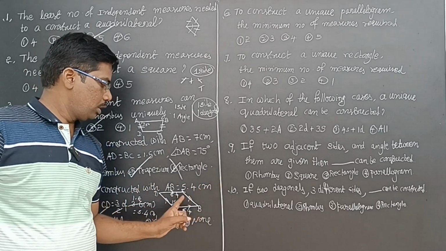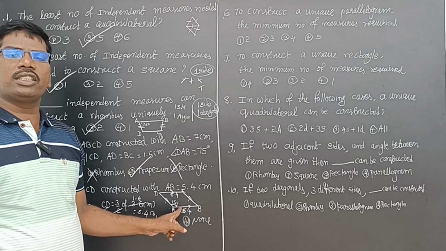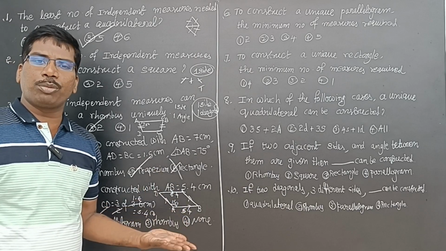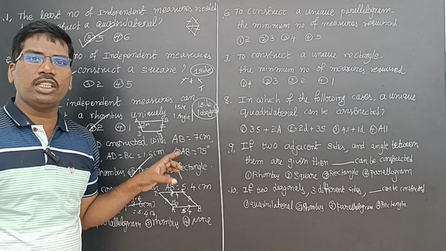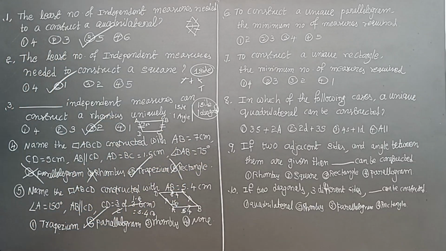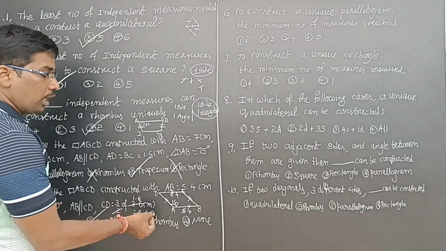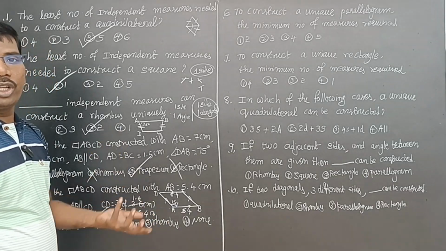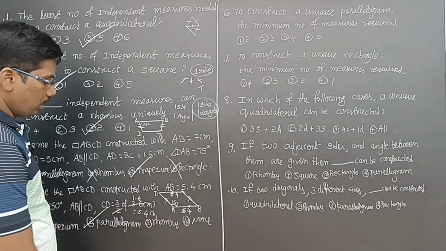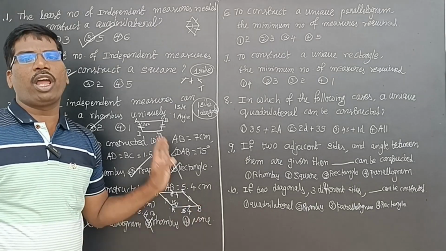It is not a trapezium, because the parallel sides are equal. If they were not equal, we could say trapezium. That's why it is a parallelogram. It is not a rhombus, because rhombus means the adjacent sides should be equal. Here the adjacent sides are not equal, isn't it? And none of the others, because it is a parallelogram.